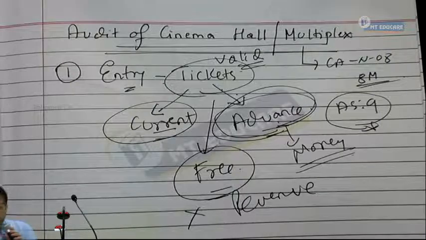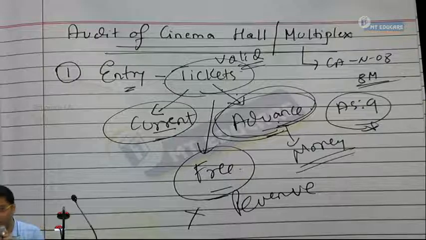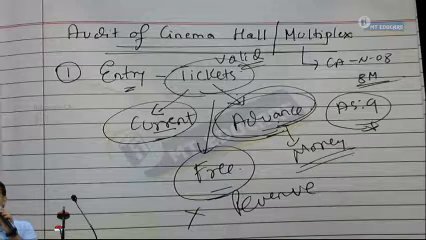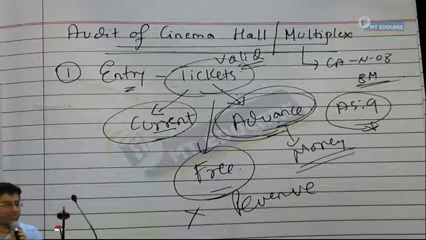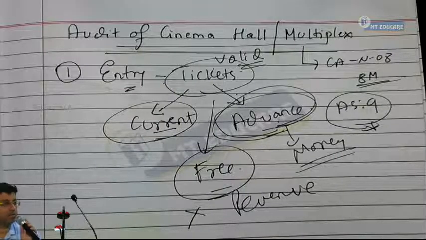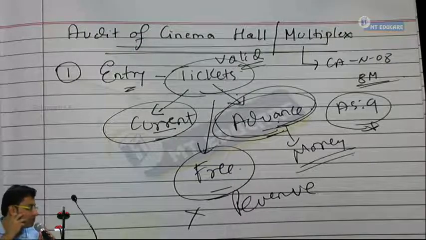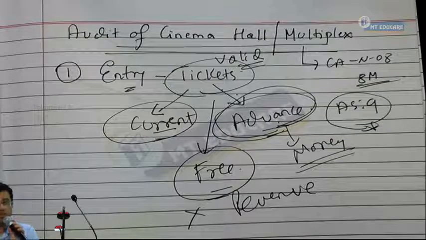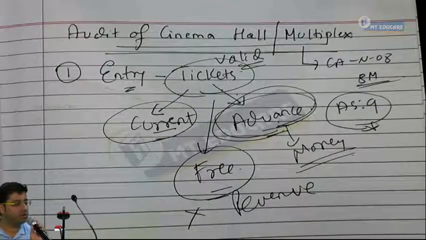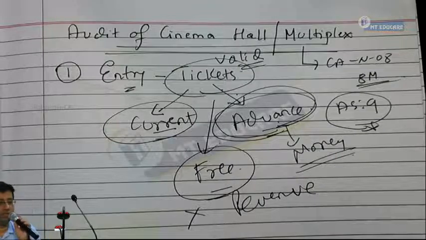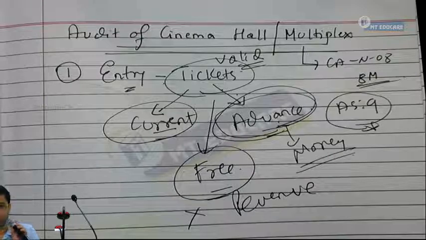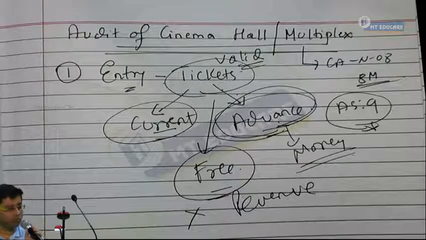According to Accounting Standard 9, very important point, the cinema owner can recognize revenue immediately in case of advance booking. CA final 4 marks question this was. Immediately in case of advance booking, since the tickets are sold on a non-refundable basis. You must write this point in the exam.